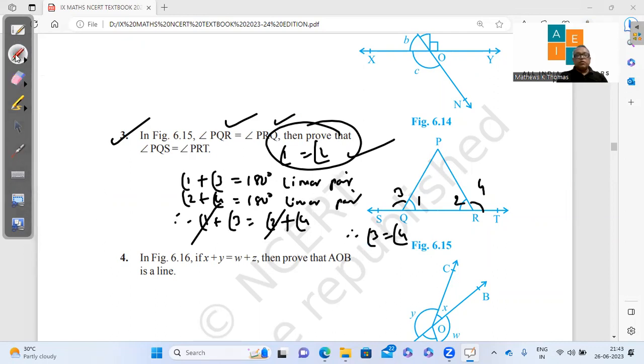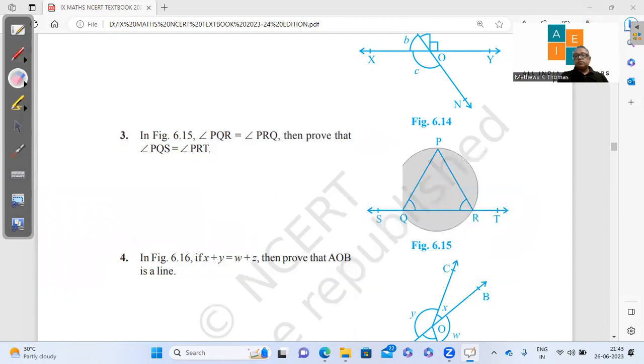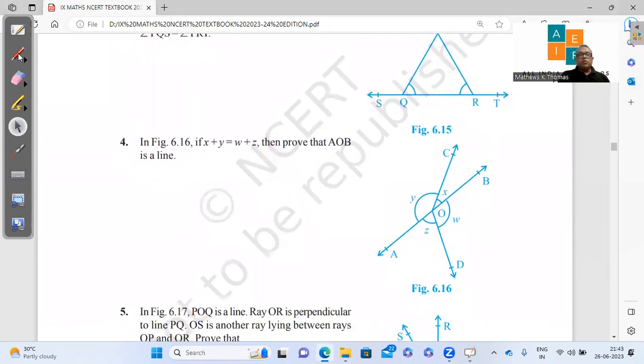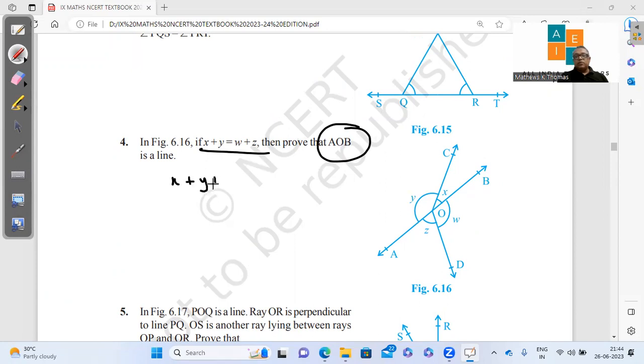Then question number 4. X plus Y is equal to W plus Z. Prove that AOB is a line. Now, in order to prove that anything is a line, we need to prove it's 180. So what we can do is add up all these. X plus Y plus W plus Z is 360 because it's a complete angle, right? When we add all these angles together, this is going to form a complete angle.